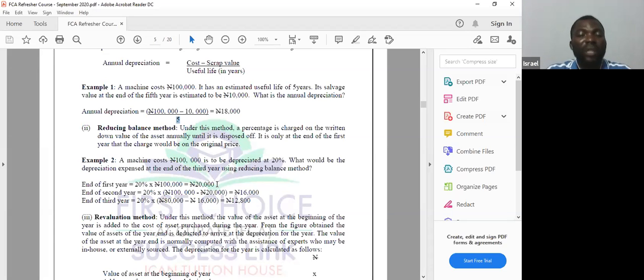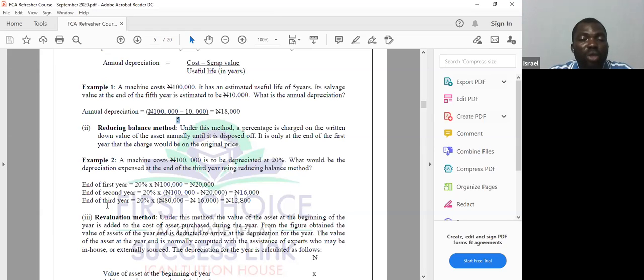Then we move on to the second year. The second year will be 20% times the carrying amount. To get the carrying amount, it will be 100,000 minus 20,000, which gives us 80,000. So 80,000 times 20% will give us 16,000. This 16,000 is the depreciation for the second year.